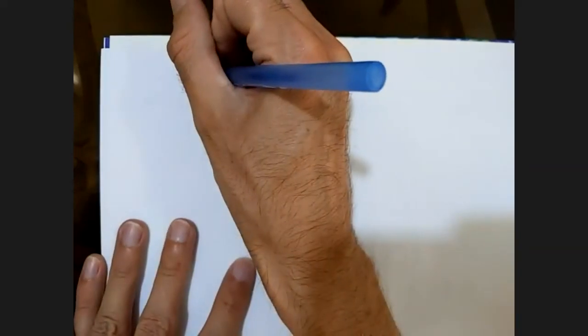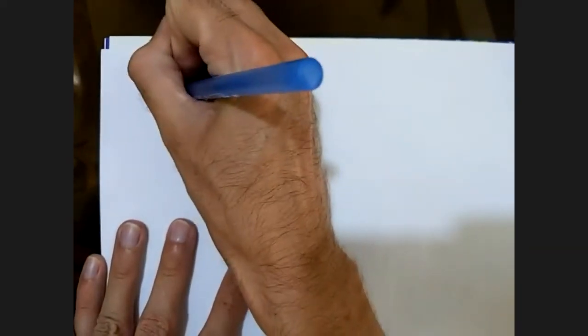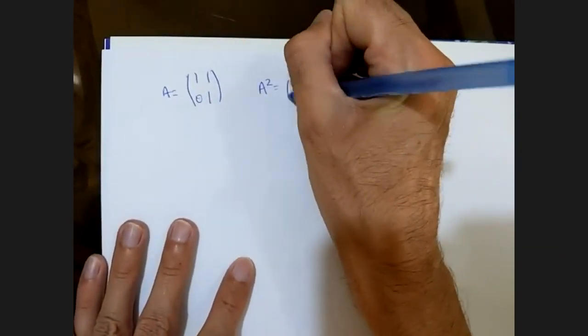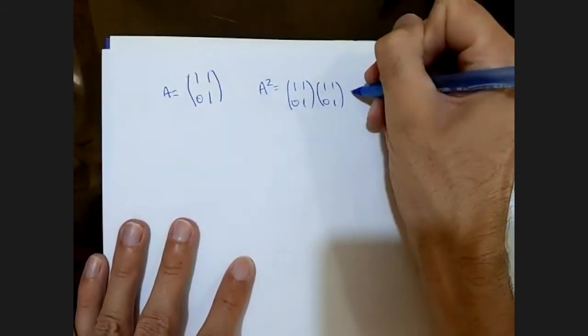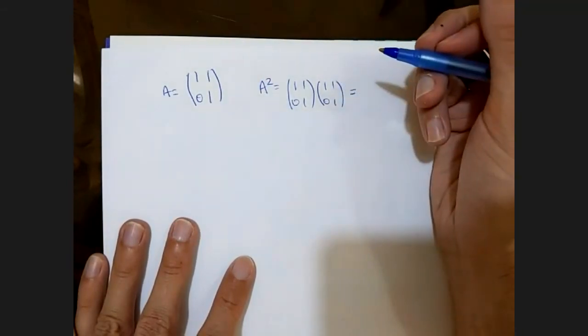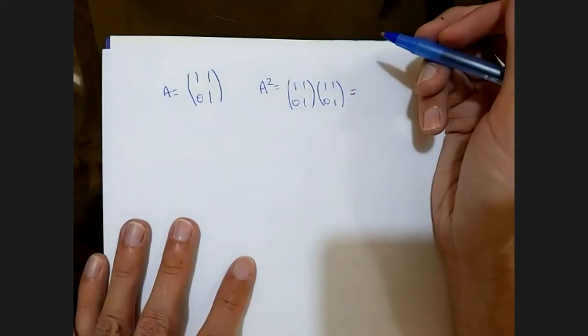Okay, so let's try this one first. Let's call this A. And now let's do A squared. We just do regular matrix multiplication, except our coefficients are mod 2. So we just keep that in mind.